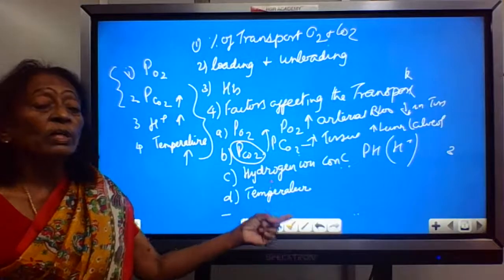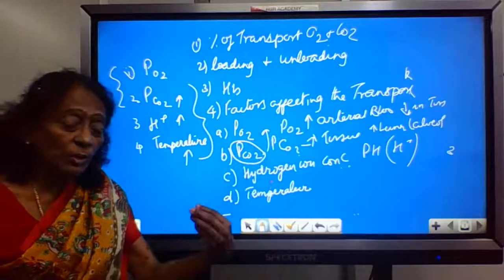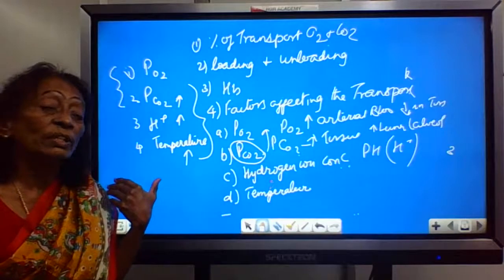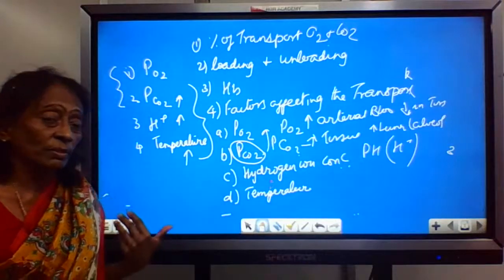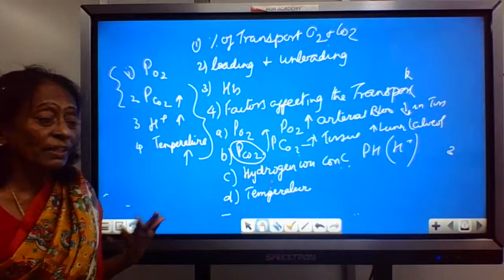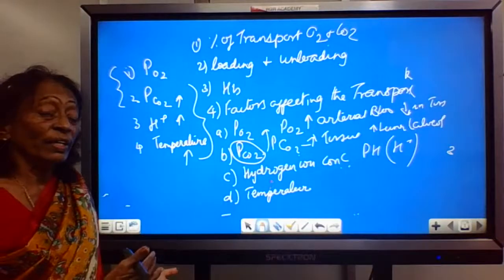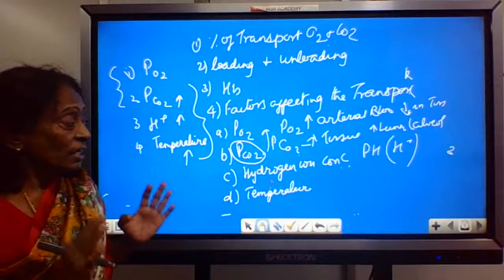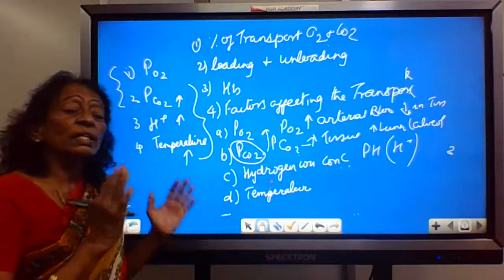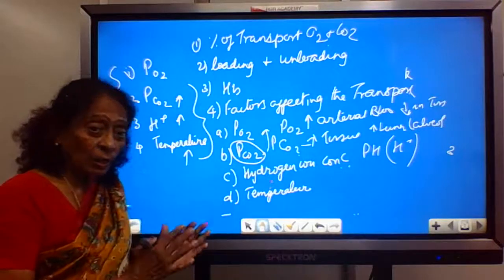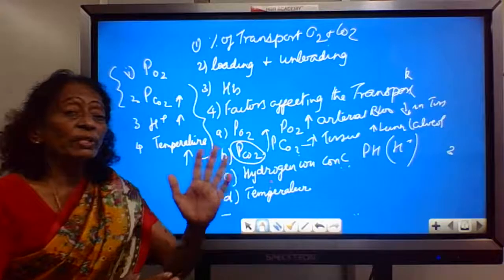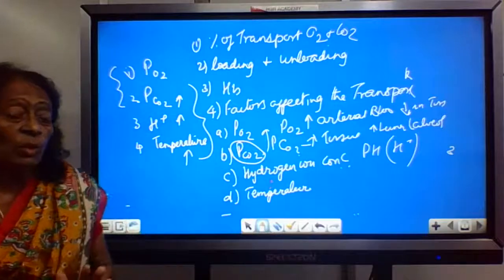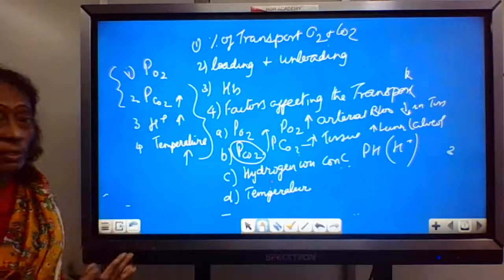In CO2, it is absorbed by the tissue and distributed to the alveoli. So don't simply think artery to vein, vein to artery, or artery to the tissue and tissue to the vein. The textbook wording is: O2 association is in the alveoli, in the lung, and it is distributed to tissue. And CO2 from the tissue is distributed to the lung.